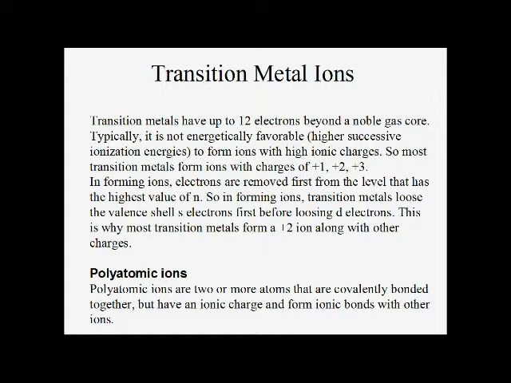And some of the metals, up to column 7, can lose all of the s and the d electrons and end up matching the electron configuration of the noble gas. Some of these highly ionized ions are very strong oxidizers, meaning they want to take electrons from something else.